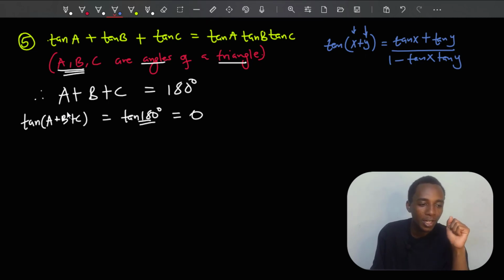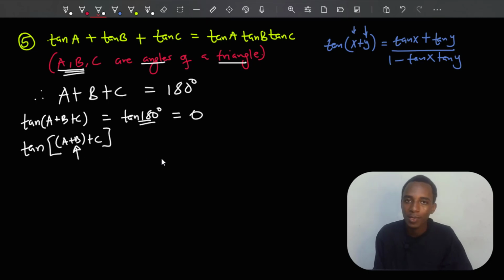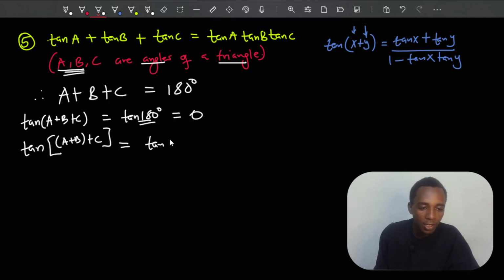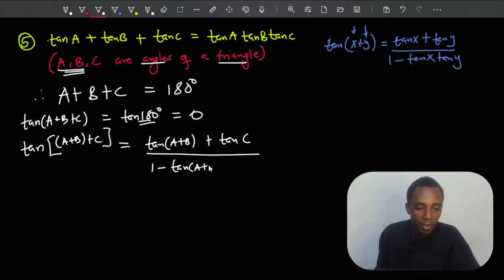Okay, so what I have to do here is to pair these angles. For example, I'm going to read this as tan of A plus B plus C. Notice that here I treat A plus B as a single angle, which allows me to use this compound angle formula for tangent. Okay, so let's proceed. Now this is going to be equal to, using this, tan of A plus B plus tan of C divided by 1 minus tan of A plus B tan of C, and of course all this equals 0, don't forget.